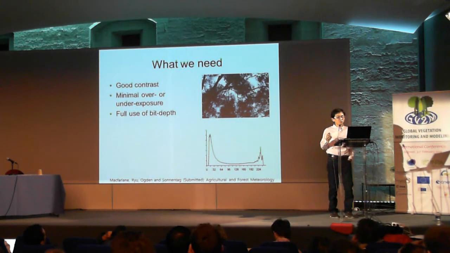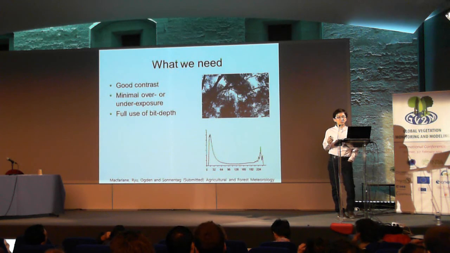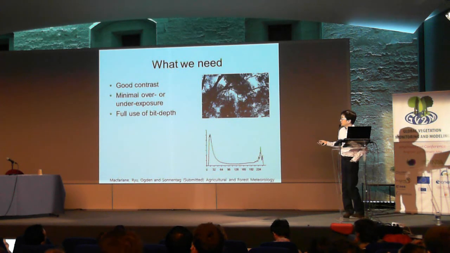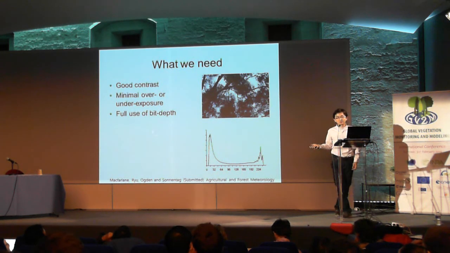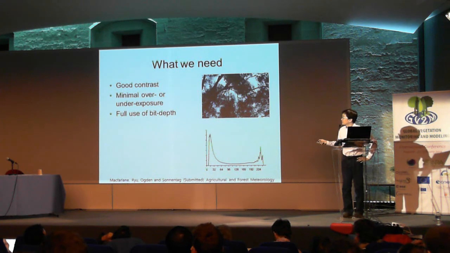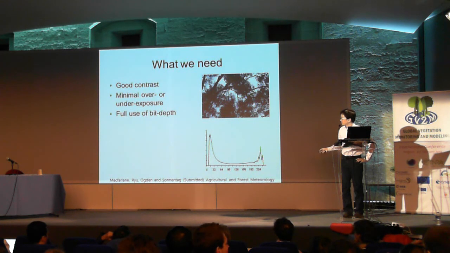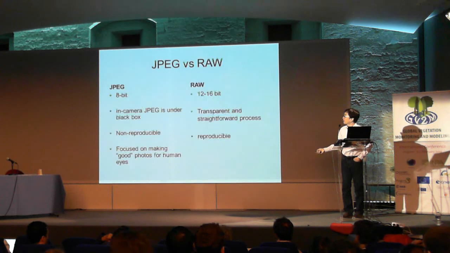So when we measure LAI using the camera, we basically measure the gap fraction. To measure gap fraction, we need an ideal histogram like this: good contrast, minimal over- or under-exposure, and full use of bit depth from 0 to 256.